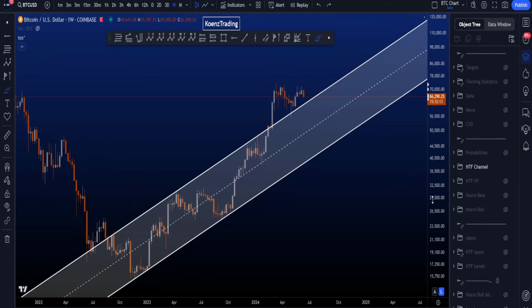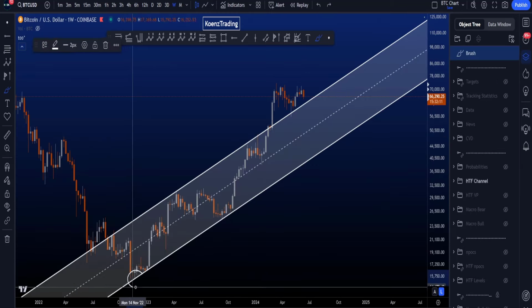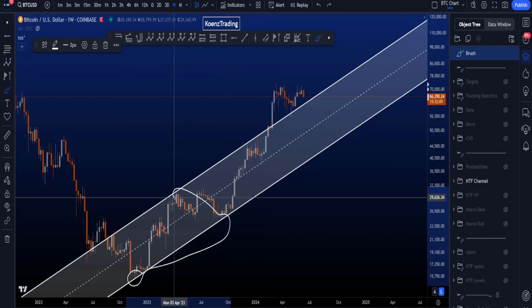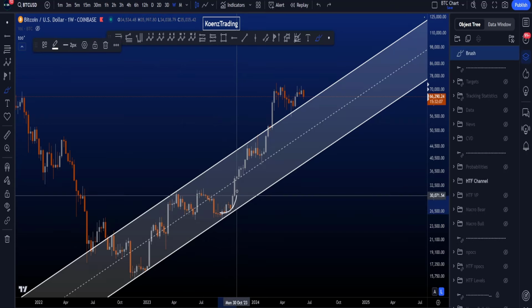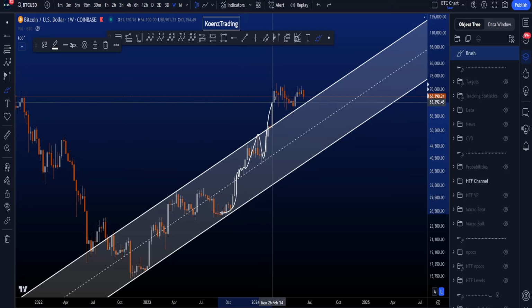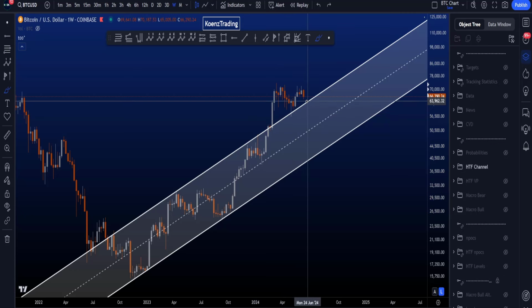This channel is also interesting support at the moment. It is taken from the low to the first time touching 30k, and price moved up, ranged on top of the midline, hit the top line, midline broke out, and then retested the upper trend line here. Currently, the trend line is sitting at about 62.3k, and next week it's moving up to about 63k.